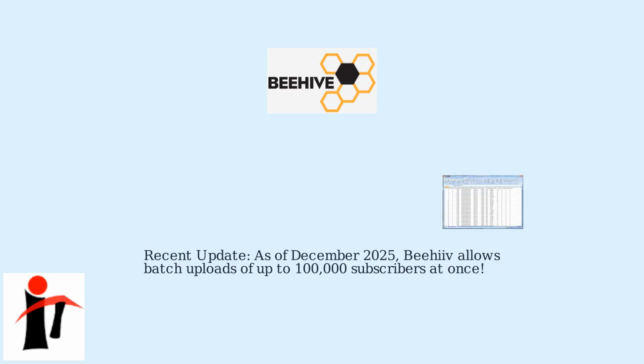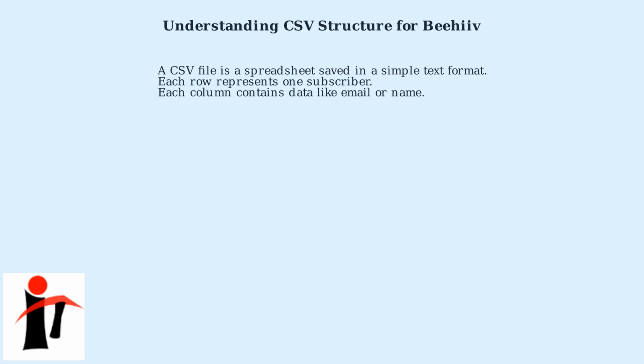As of December 2025, beehiiv has made improvements to its CSV importer, allowing batch uploads of up to 100,000 subscribers at once. A CSV, or comma-separated values file, is essentially a spreadsheet saved in a plain text format. This makes it easy to transfer data between different programs. In the context of beehiiv, each row in the CSV represents one subscriber, and each column represents a specific field of information about that subscriber.